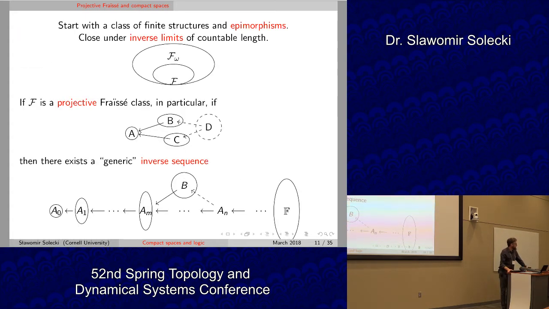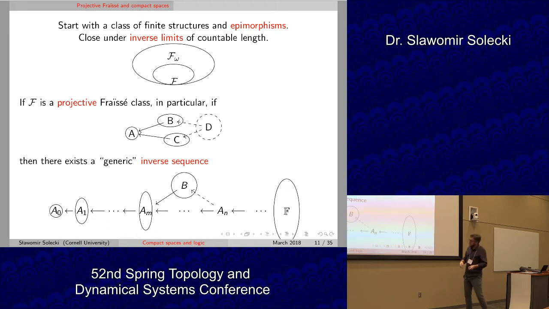Okay, so let me just say exactly, one more time. We start with a class of finite structures and epimorphisms. We close it under inverse limits. So we take finite structures, epimorphisms between them, and we take the inverse limit. About the inverse limit, unlike in this discrete case, we remember the topology. The topology is usually trivial, but we do remember it. So it's a compact zero-dimensional topology. Most often you actually get the Cantor set, but sometimes not. But it's always zero-dimensional and compact. Now I assume that it's a projective Fraïssé family, so I have this diagram always holding.